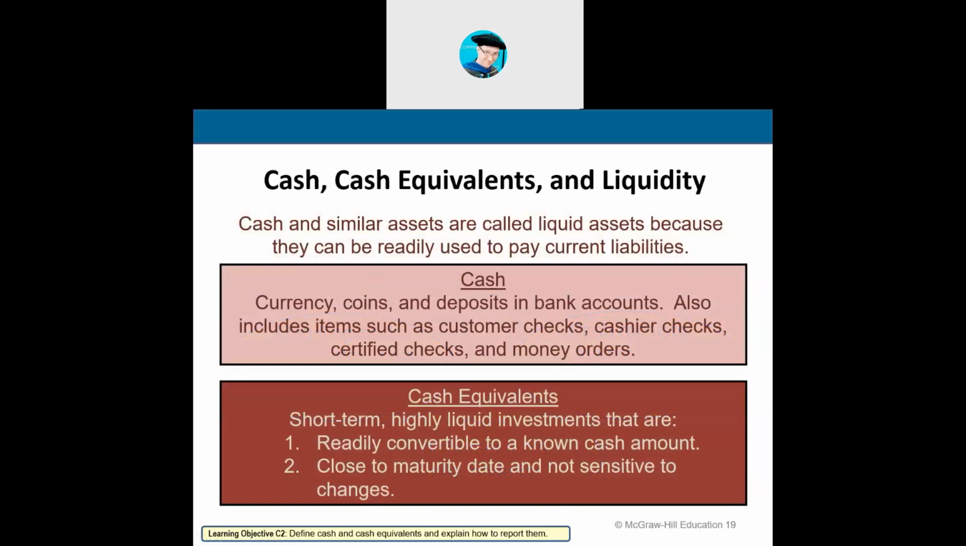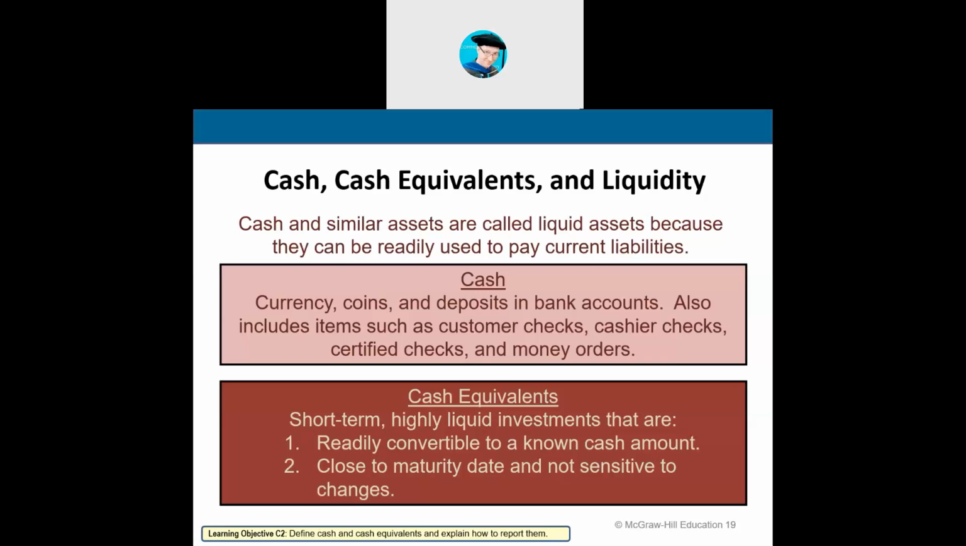Cash and similar assets are called liquid assets because they can be readily used to pay current liabilities. We use cash to pay our short-term liabilities, as you would imagine. I use cash to pay things like bills. It could be in the form of a check, but it's still cash, yeah? Cash includes things like currency, coins, deposits to bank account, physical checks from customers, cashier's checks, certified checks, money orders. All of these things are considered cash. You could also include things like Bitcoin, digital currency. Those are all forms of cash.